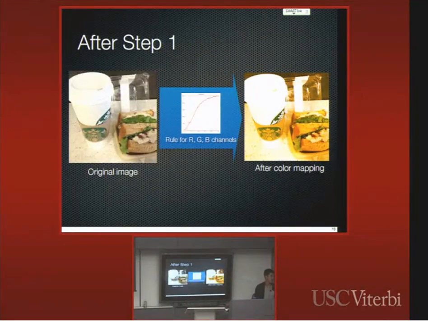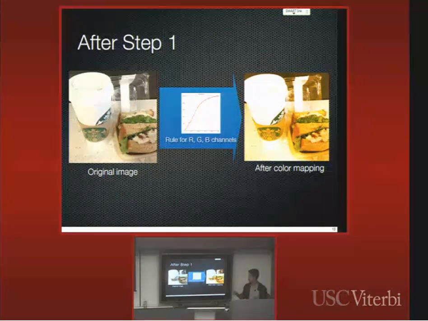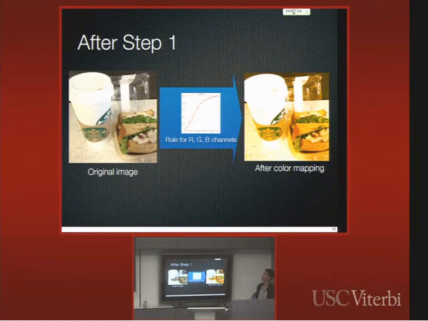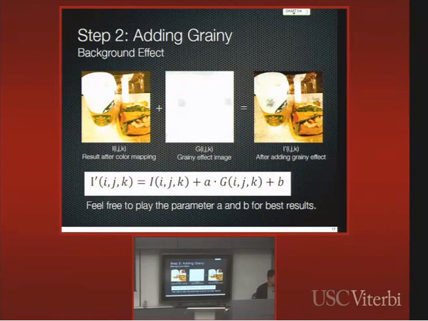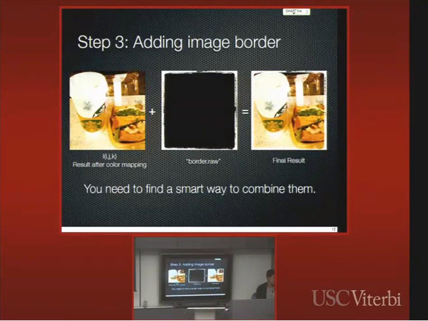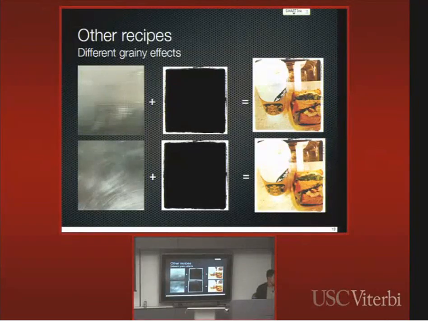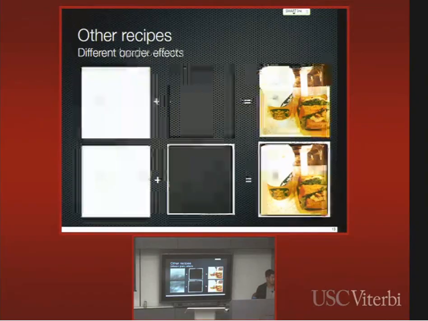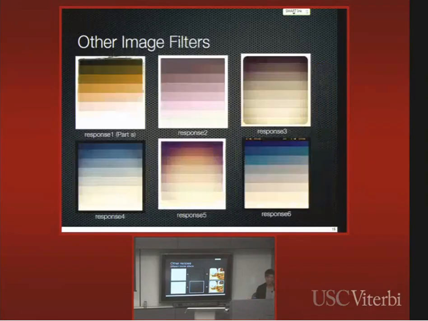So this is how, using these three rules, you could map from one original image to an image that looks kind of like an Instagram effect. The last part is pretty easy. You add some sort of grainy effect to it and add some sort of border, and you can come up with a final result. And for some other recipes, we actually give the students a lot of other border effects and grainy effects, and you can see you can create different effects afterwards.